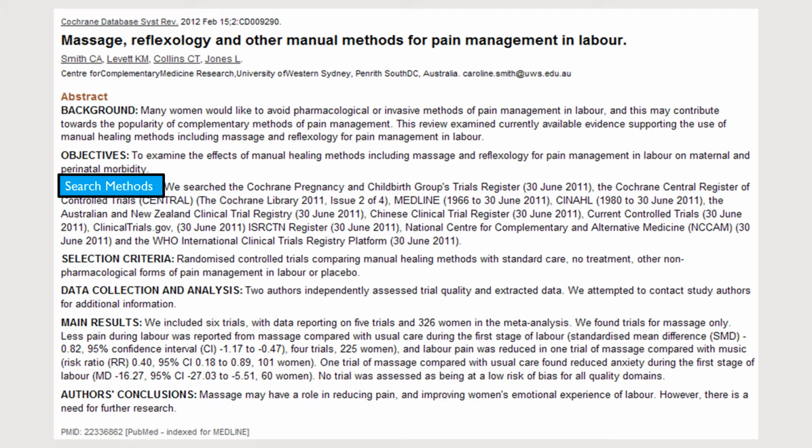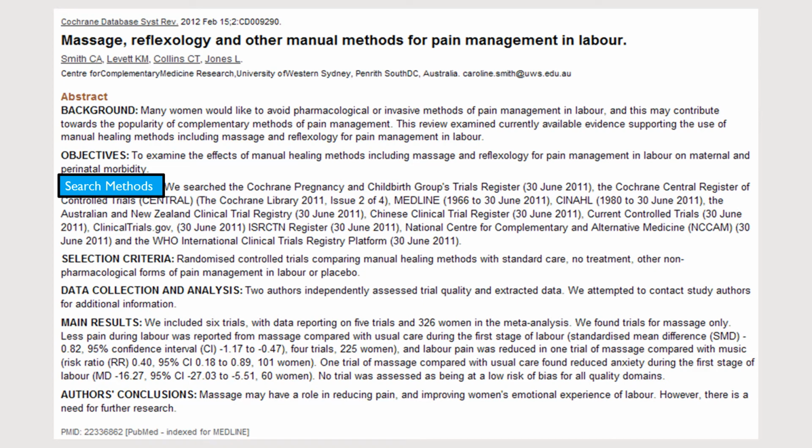So you can see down where it says main results, we included 6 trials with data reporting on 5 trials and 326 women in the meta-analysis. So they're looking at really the numbers in this one, but again, they're taking a whole bunch of studies and then they're going to use the inclusion and exclusion criteria.